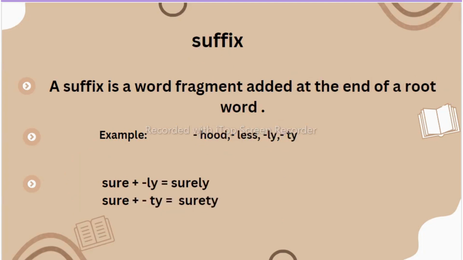Now a suffix is a word fragment added at the end of a root word, like hood, less, ly, and ty. By adding these suffixes to a root word, we can make a new word. Like sure, which is a root word. By adding ly to it, we can make another word like surely. Before we added en to it, which became ensure, but here the same root word we have taken, but we have added the suffix to it, not a prefix, and it gives a different word. And with the same root word, we have added ty to it, which becomes surety.